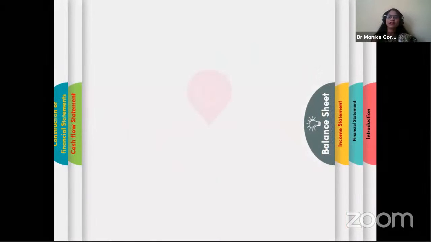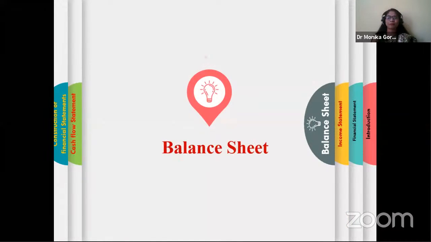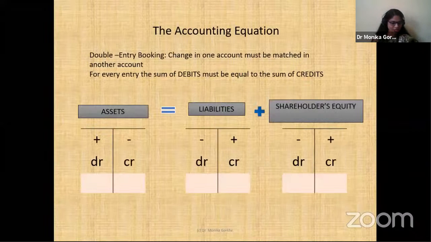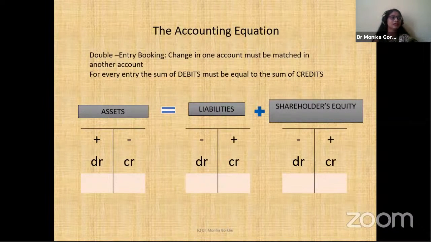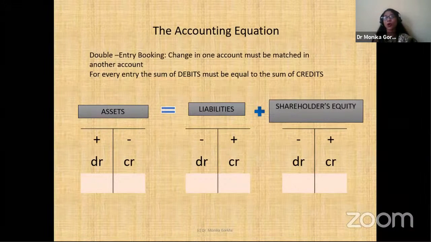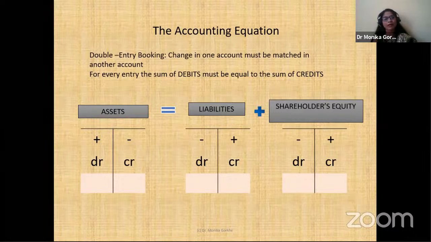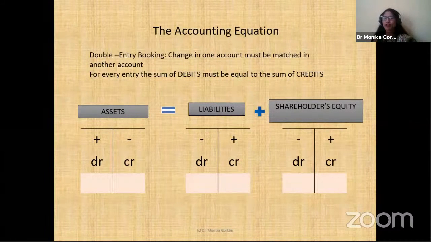Moving ahead, the second important financial statement is your balance sheet. When we talk about the balance sheet, what is a balance sheet? A balance sheet is nothing but assets and liabilities. What the company owns and what the company owes to others is the balance sheet. It is an annual record of the company. It is said a balance sheet is a post-mortem record, meaning whatever activities are carried out by the company in a particular financial year are showcased in the financial statements at the end of the financial year.